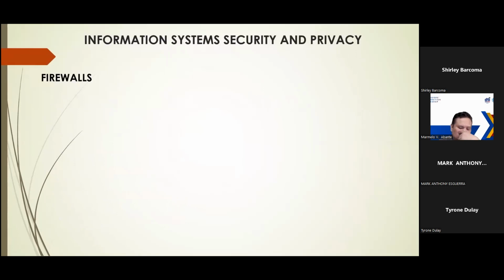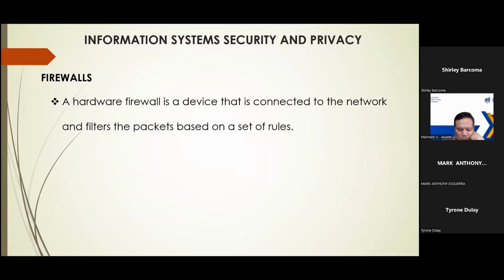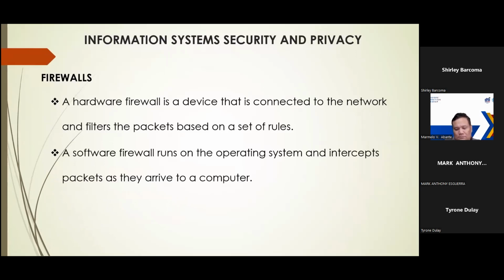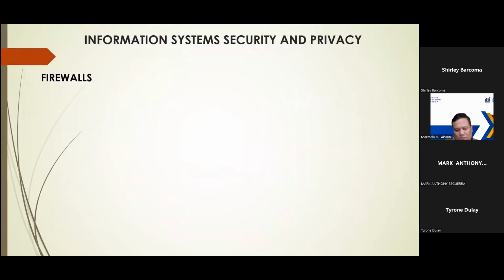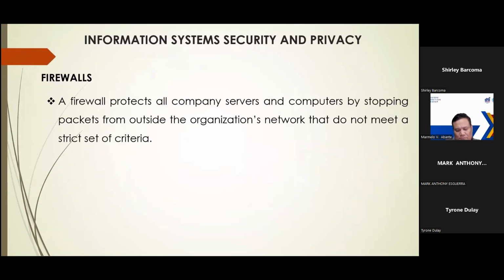Next are firewalls. A hardware firewall is a device that is connected to the network and filters packets based on a set of rules. A software firewall runs on the operating system and intercepts packets as they arrive at a computer. A firewall protects all of a company's servers and computers by stopping packets from outside the organization's network that do not meet a strict set of criteria.